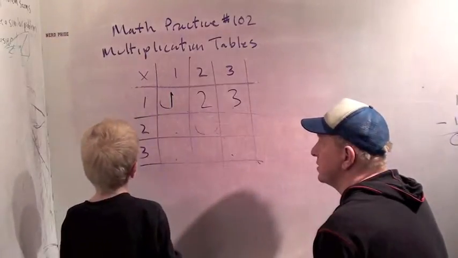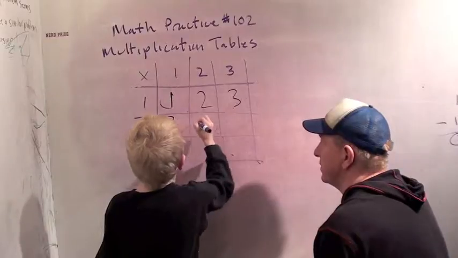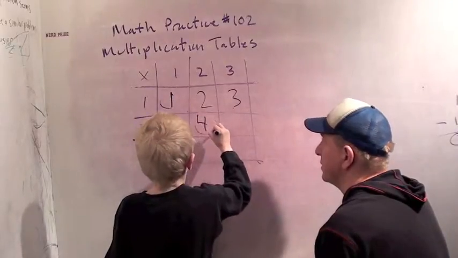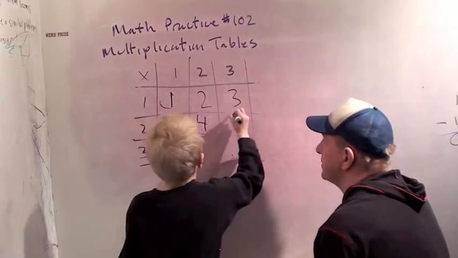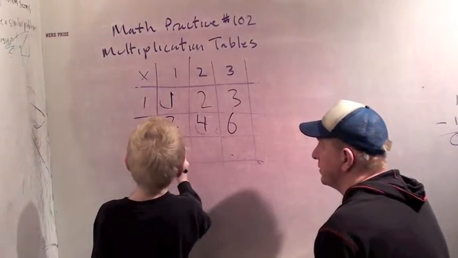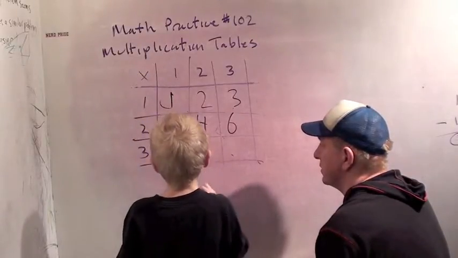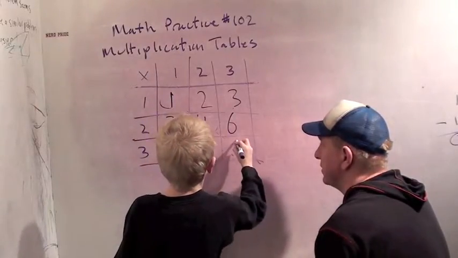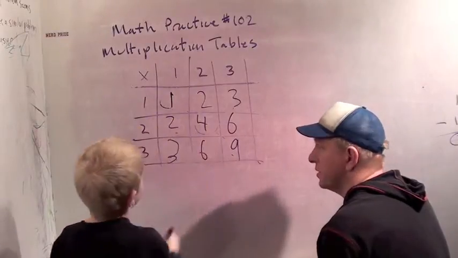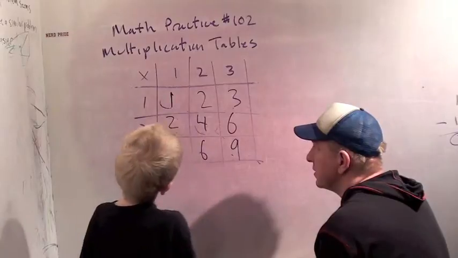Okay. 2 times 1 is just 2. 2 times 2 is 4, and 2 times 3 is 6. Ooh, okay. 3 times 1 is 3. 3 times 2 is 6. And 3 times 3 is 9. Cool. I think I noticed something. These are all perfect squares.